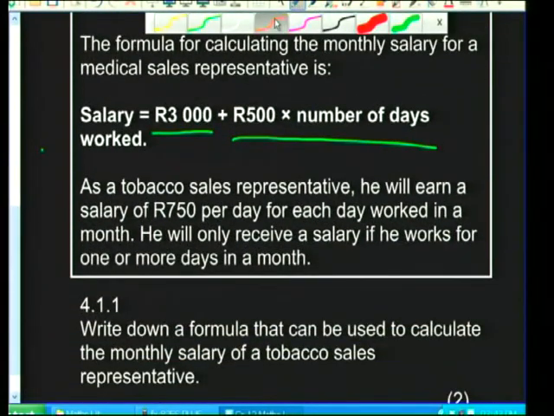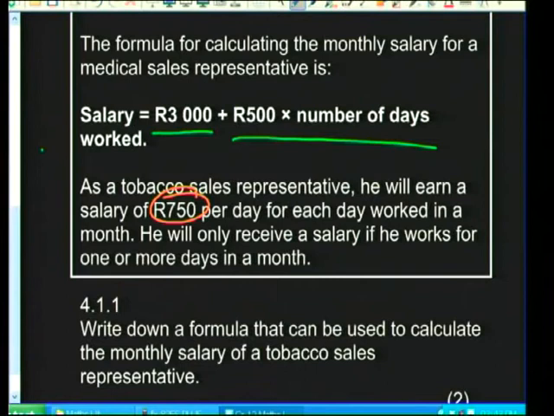As a tobacco sales representative, he will earn a salary of 750 Rand per day for each day worked in a month. He will only receive a salary if he works for 1 or more days in a month. Now this is interesting, hey? Because what they're actually saying is that you are only going to get a salary if you come to work. Now, if he's a medical sales rep, he can sit at home and do absolutely nothing and be earning 3,000 Rand a month. But as a tobacco sales representative, he's got to come into work. And when he comes into work, he's going to get 750 Rand for every day.